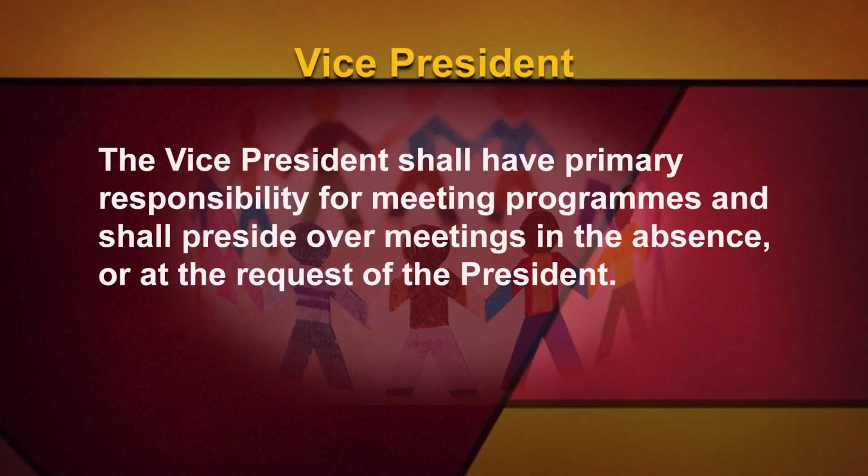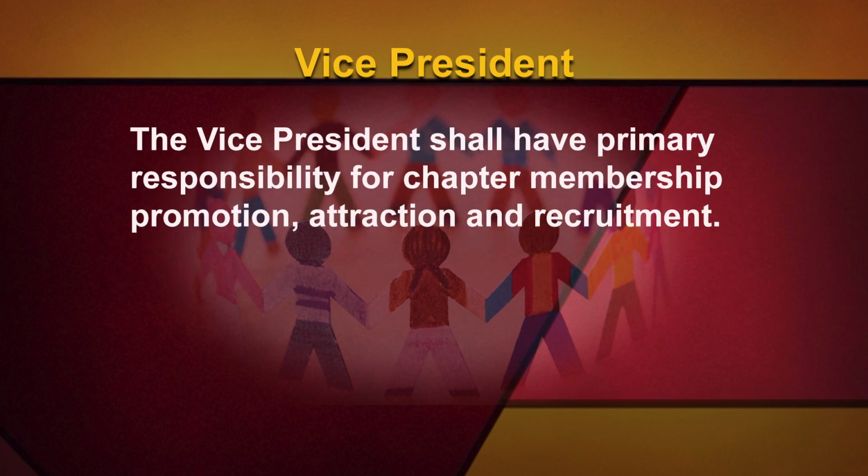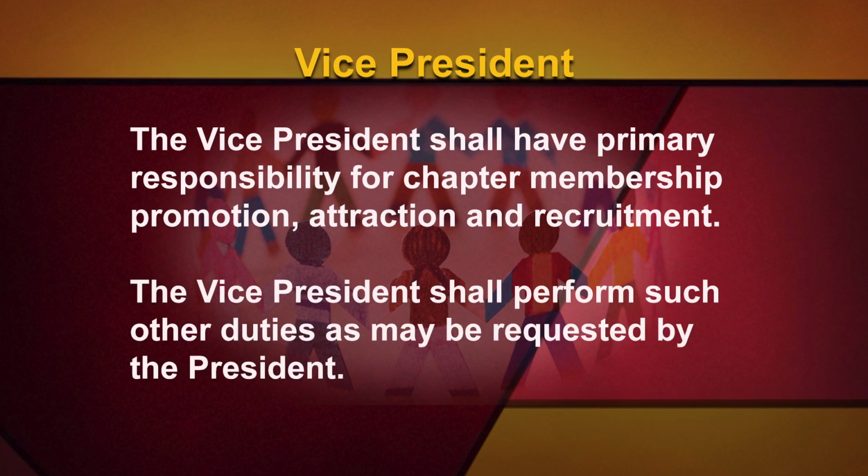Vice President. The Vice President shall perform the duties of the President in his or her absence or in case of a vacancy in the office of President until such time as the vacancy is filled. The Vice President shall have primary responsibility for meeting programs and shall preside over the meeting in the absence or at the request of the President. Additionally, and as importantly, the Vice President shall have primary responsibility of chapter membership, promotion, attraction, and recruitment. The Vice President shall perform such other duties as may be requested by the President.